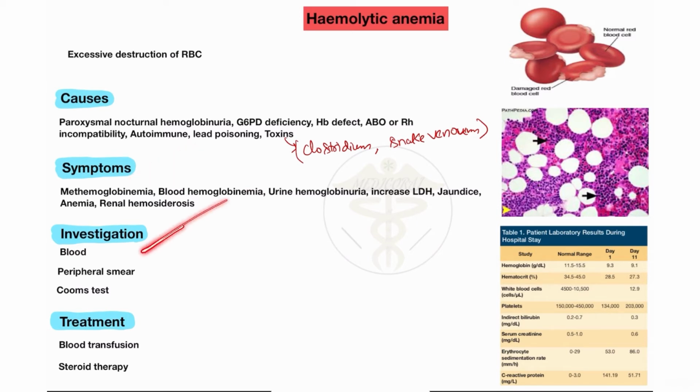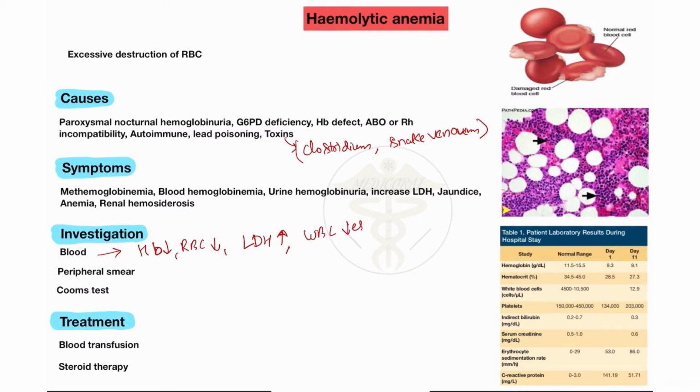What is the investigation? For investigation, we will take a peripheral blood smear. In the blood, you will see the level of hemoglobin decreases and RBC decreases. And also in the blood, you will see the LDH level increases in the patient. And the WBC level also decreases in the patient of the hemolytic type of anemia.